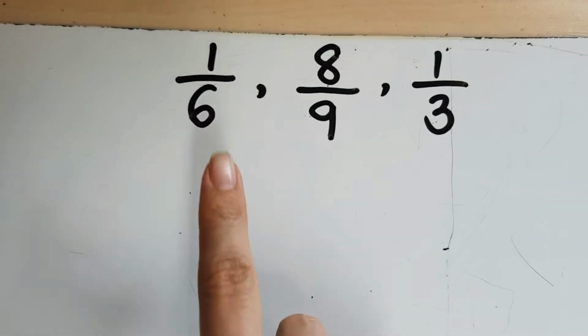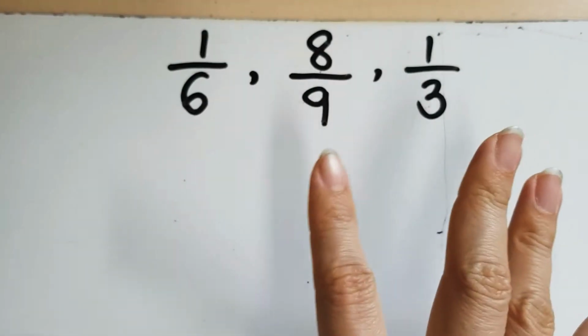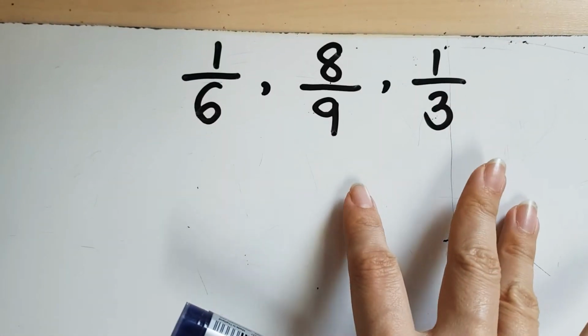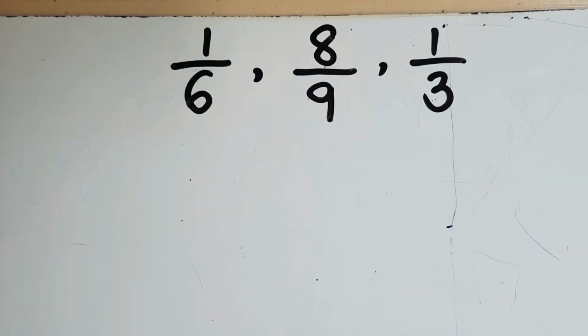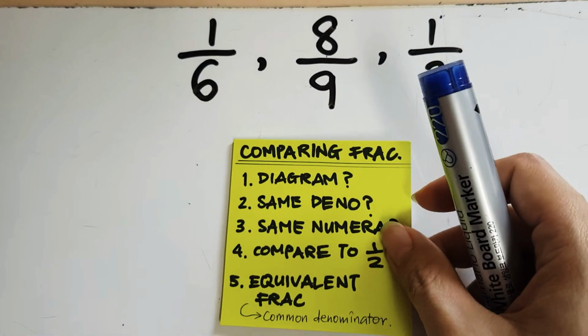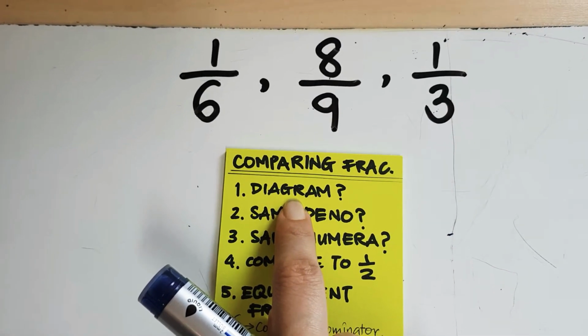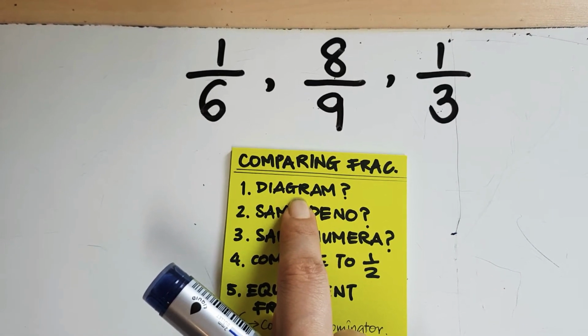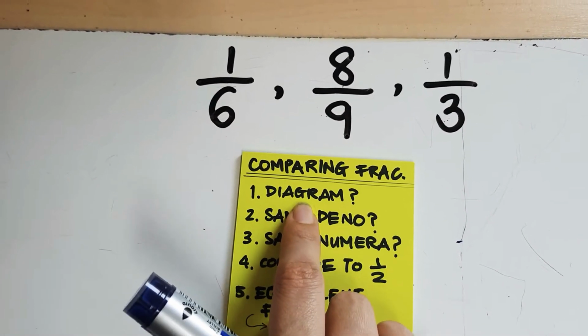Okay, so when we want to order fractions, we need to compare fractions, usually two at a time. But because we have three, we need to be a bit more systematic in the way that we are going to compare them. So let's run down our list. First one, did they give us a diagram? No, they did not. There are no pictures, there are no diagrams here, and drawing it out would not exactly be the most accurate thing to do.